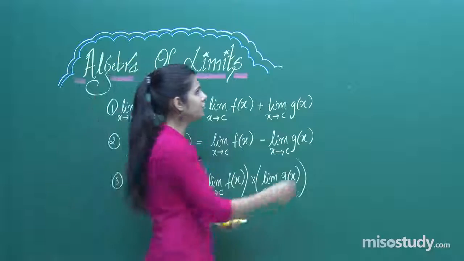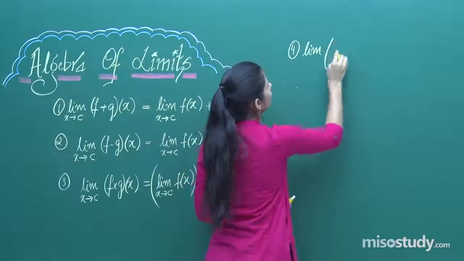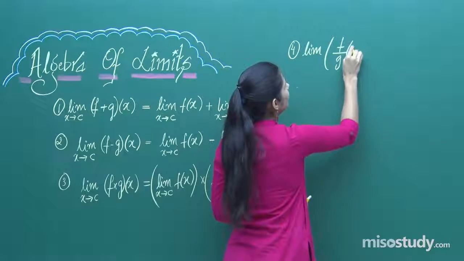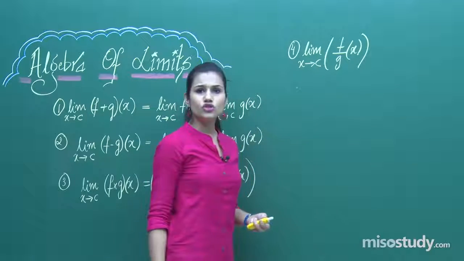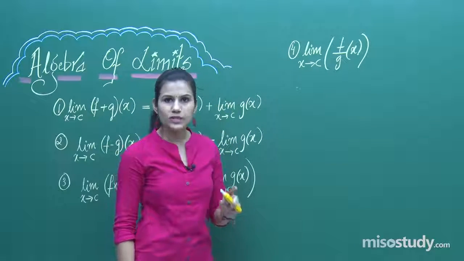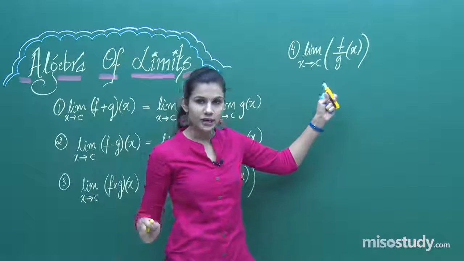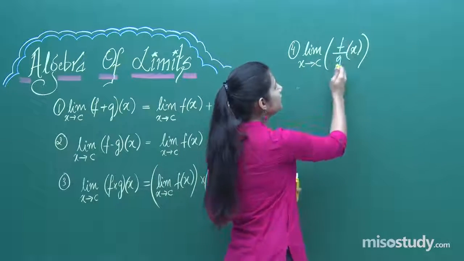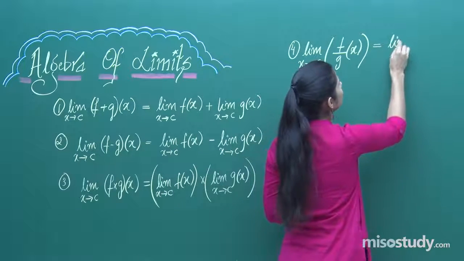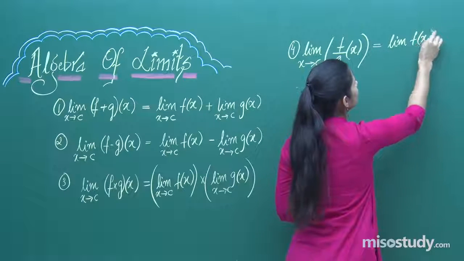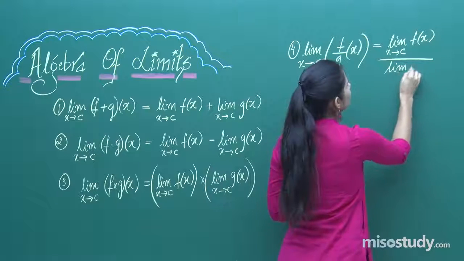Exactly in a similar fashion, we had also done how to evaluate the limit of f by g of x at C, provided this g function is not identically equal to 0, so that f by g is a well-defined quotient function, right? We observe that the limit of f by g at C can be obtained by just taking the quotient of the limit of f at C with the limit of g at C.